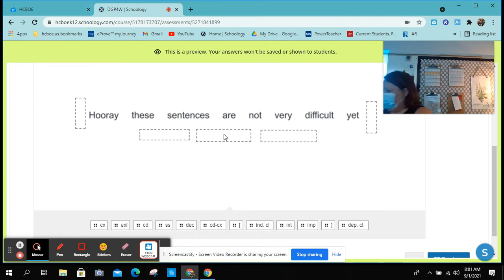Now, the purpose of this sentence. Is it going to be declarative, which means make a statement? Is it going to be interrogative, which means ask a question? Is it going to be imperative, which means to give a command? Or is it going to be exclamatory, exclaiming something? All right, it is declarative.